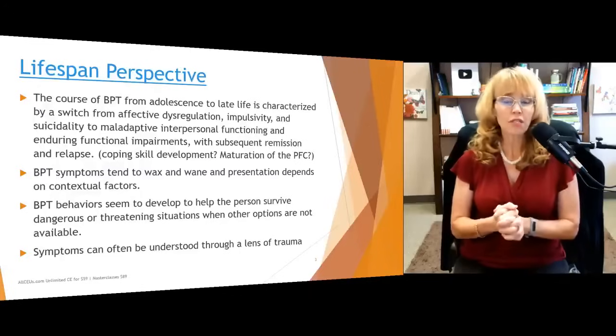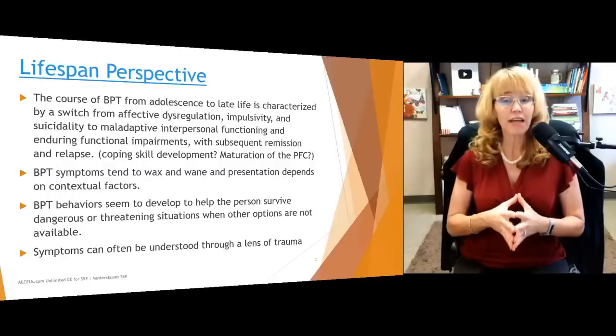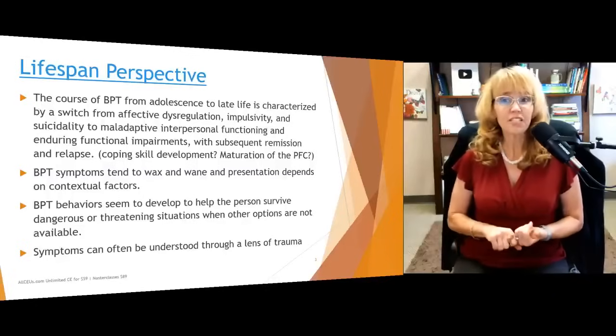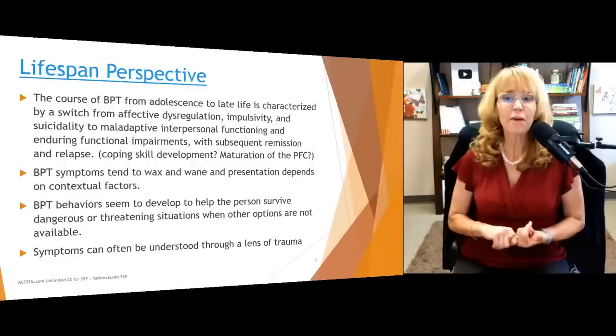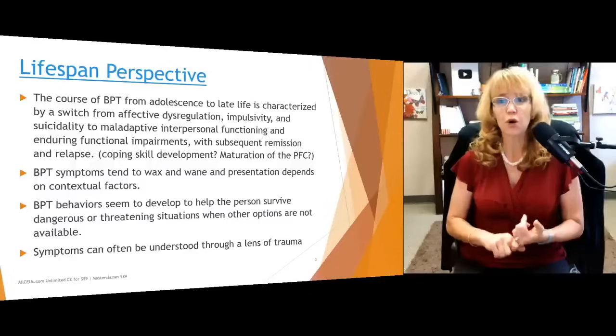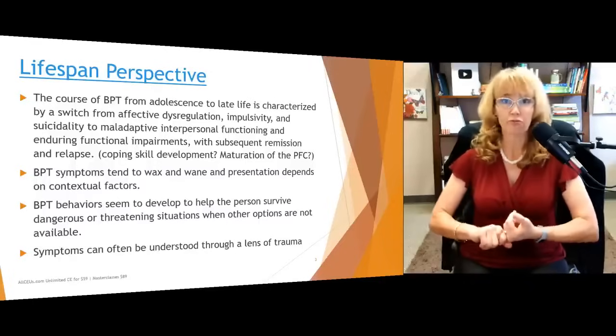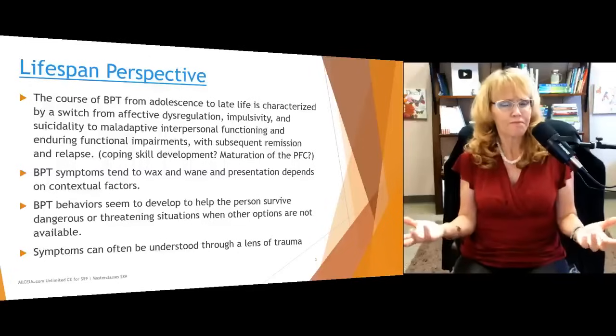The course of borderline personality traits from adolescence to late life is characterized by a switch from affective dysregulation, impulsivity, and suicidality to maladaptive interpersonal functioning and enduring functional impairments with subsequent remission and relapse. All right, so what does that mean and why does it happen?